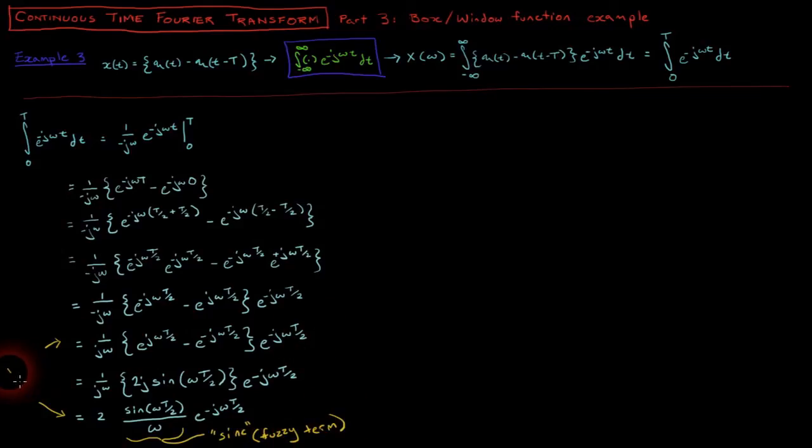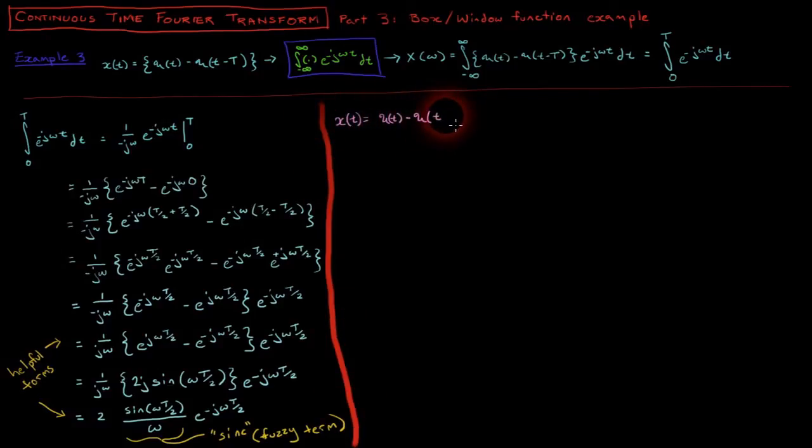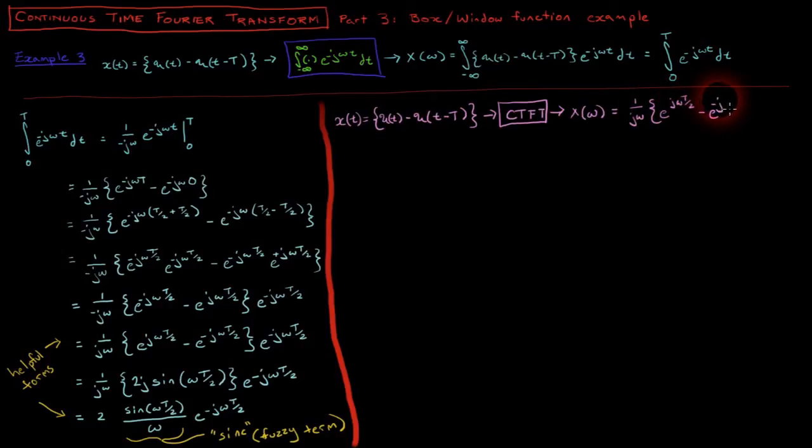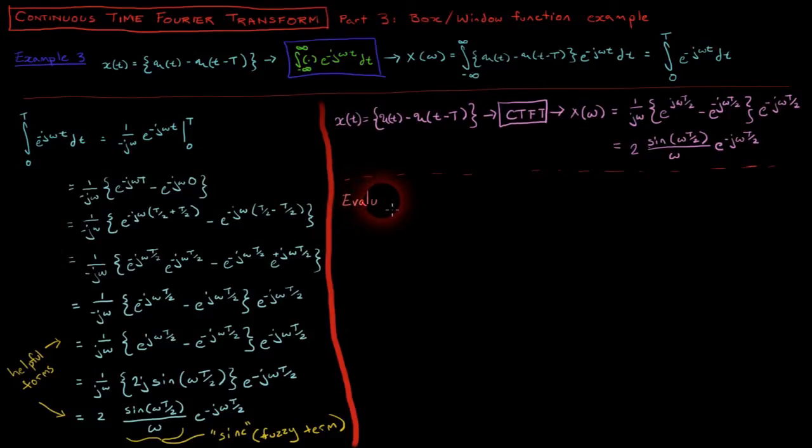Let's rewrite the system now that we have a better handle on the output. X of t goes into the CTFT, and capital X of omega comes out. The two important formulations of X of omega are 1 over j omega times e to the j omega t over 2 minus e to the negative j omega t over 2 times e to the negative j omega t over 2, and 2 times sine of omega t over 2 over omega times e to the negative j omega t over 2.